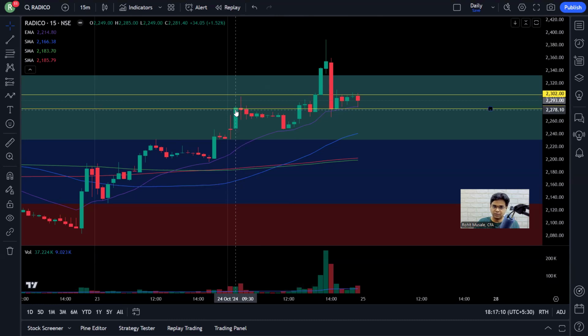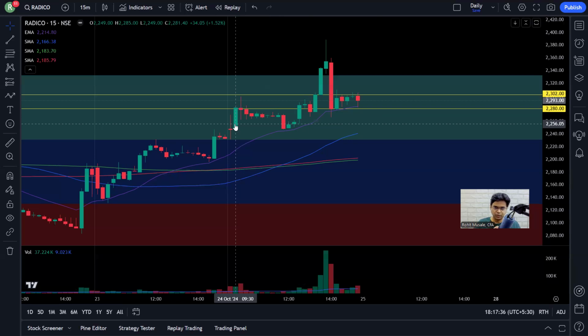But I did not do that because from MarketSmith analysis, I knew that I need to be cautious with this stock. So I gave it time to close above the yellow line. And as you can see, the yellow line is 2280. The closing price of this stock is 2281.40. So 1.4 rupees closed above the yellow line. That gave me the confidence to buy the stock.